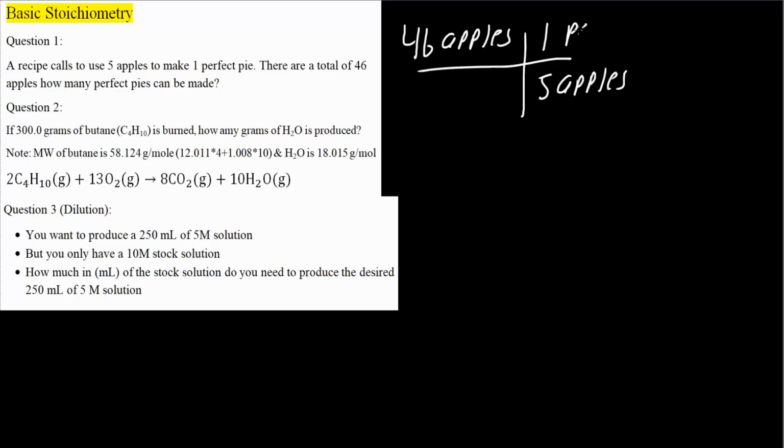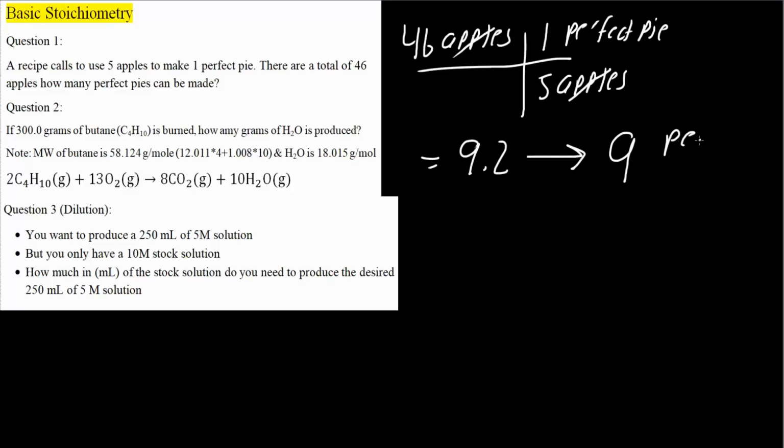If you notice here, apples and apples cancel, and we're left with perfect pie. If we were to use a calculator, 46 divided by 5 would be 9.2. Now, we're dealing with an actual thing, and an actual perfect pie requires 5 full apples, so the number of perfect pies that can be made would be 9. You can't have a partial perfect pie. And so this is the first problem, very basic.